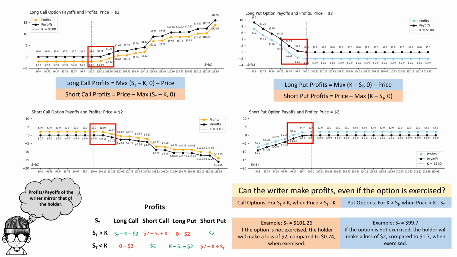In the case of put options, for K being greater than ST when the price is greater than K minus ST, take the example of ST equal to $99.7. If the option is not exercised, the holder will make a loss of $2 compared to $1.7 if it were to be exercised. So therefore, the holder would exercise the option and take the loss of $1.7, which would be the profit of the writer. Therefore, during such scenarios, the holder will exercise the option as it would reduce the loss incurred from the fluctuations in the underlying asset.